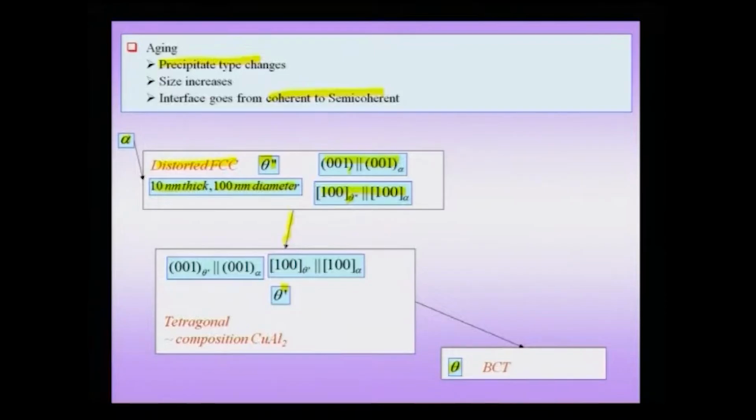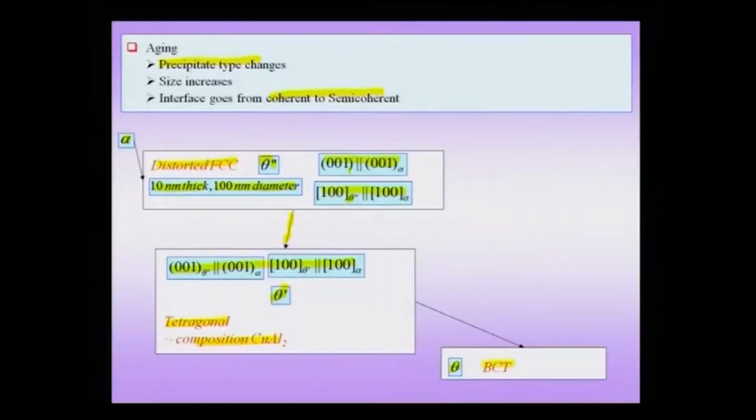If you wait long enough while aging, you will get the theta prime phase, which is a tetragonal phase with a composition approximately equal to CuAl2, and even this theta prime phase has a certain orientation relationship with respect to the matrix. When this phase forms, certain interfaces are coherent, while certain others are semi coherent or incoherent, and the tendency is to go toward incoherency as the precipitate size increases. Finally, of course, you form the body centered tetragonal phase, theta, which is the equilibrium phase found in the phase diagram.